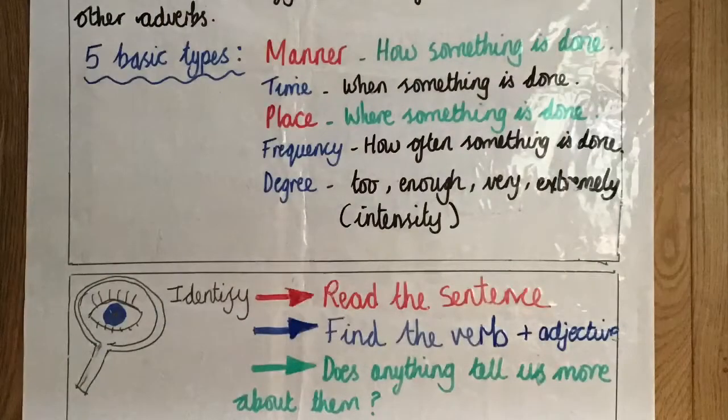So finally, to recap, remember, adverbs tell us the manner, time, place, frequency and degree of how something has happened. To find them, we read the sentence, we look for verbs and adjectives and any words that tell us more about them. Those will be your adverbs. Well done everyone, you've worked really hard today.